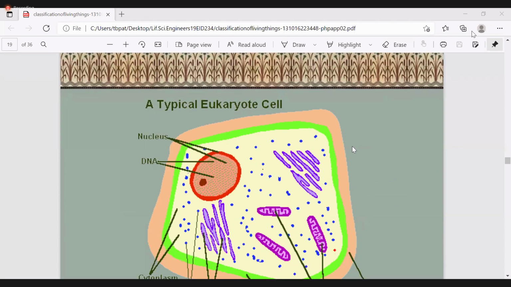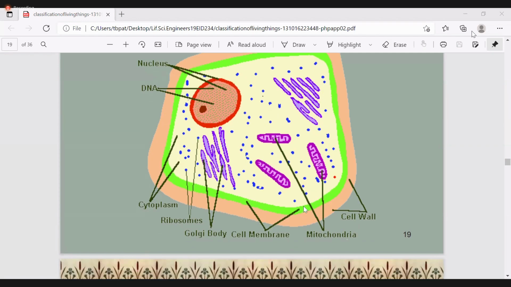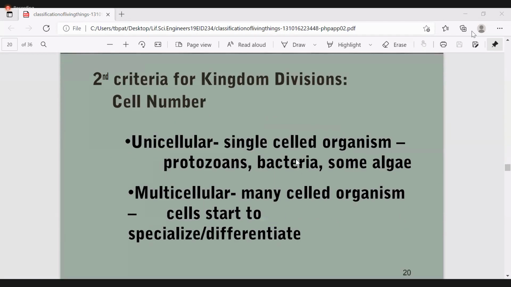Here you see a eukaryotic cell. It also has a cell wall and cell membrane, but here the nucleus contains the DNA with the chromosomes, and the rest of the cell constituents: mitochondria, Golgi bodies, ribosomes, cytoplasm, and everything. And next, the criteria.